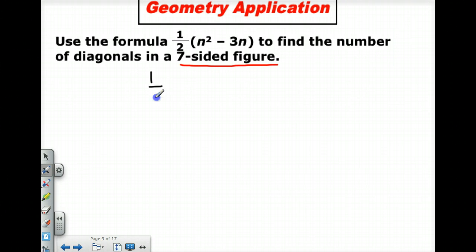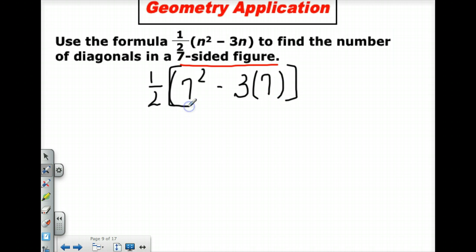Here's our expression, 1/2, and now that's going to be 7 squared minus 3 times 7. Now I made a little mistake. I have parentheses in here twice. I'm going to change that first one to a bracket. Please excuse my dear Aunt Sally. We have brackets and parentheses, so let's use our parentheses first.